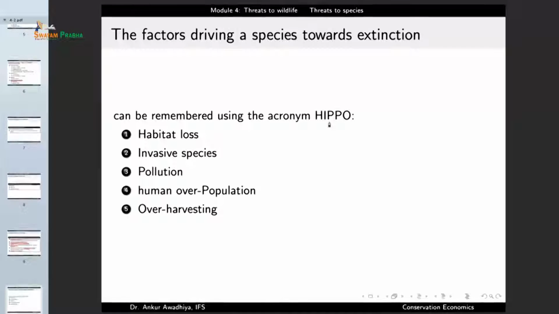Next is pollution. Pollution reduces the quality of the habitat, because of which it is unable to support a large number of individuals. The next P is human overpopulation.